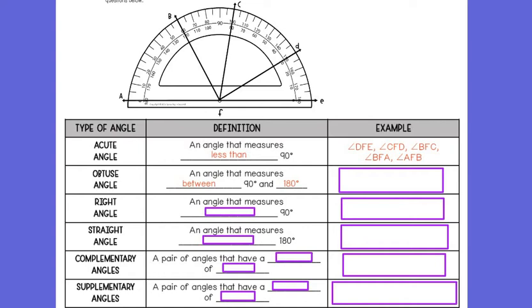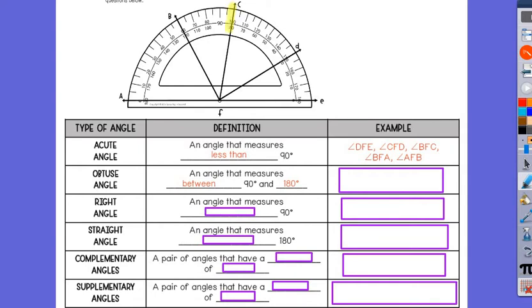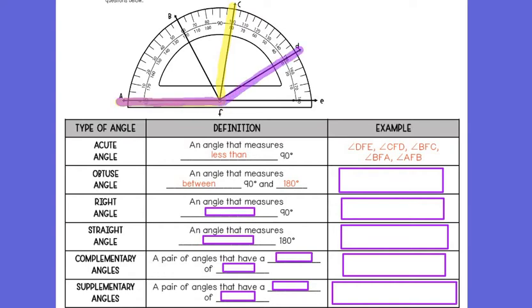We have a few examples of an obtuse angle that we could list. Who sees some? What do you see, Gracie? CFA. Is this one an obtuse angle? Yes. It's close to being a right angle, but it's still greater than that, so I agree that is one. Romalis, what do you see? AFD. Is that obtuse? Yes, it is.